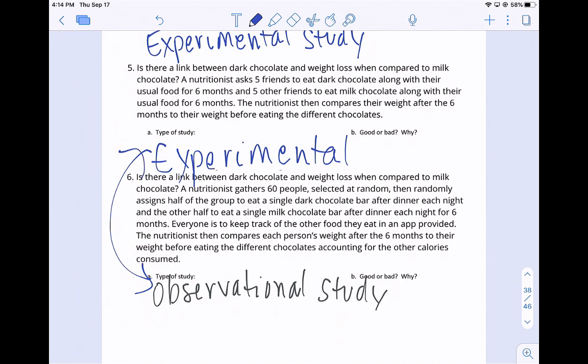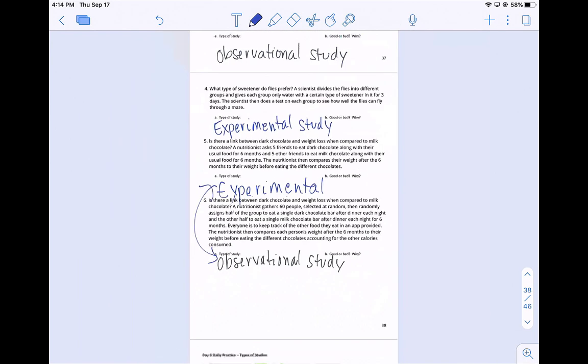I would say for sure 6 is the better study because it's more people at random and tracking data a little bit better for 6 months. So 6 is probably the better study. But again, I would say it's kind of a hybrid between experimental and observational. All right, so that's what we do in class.